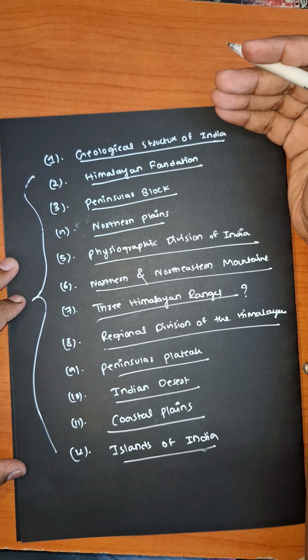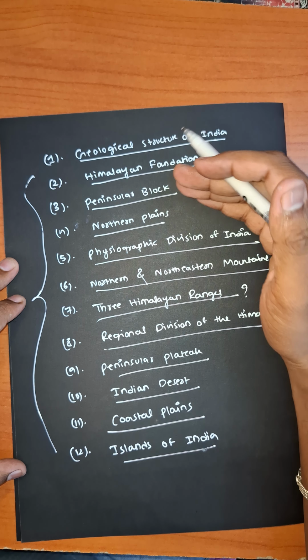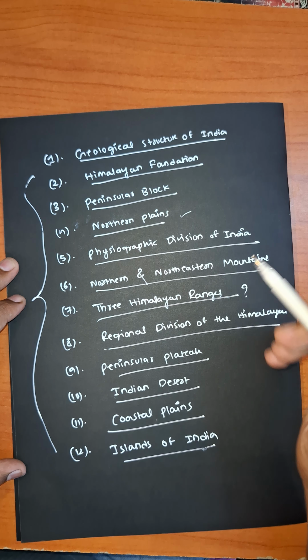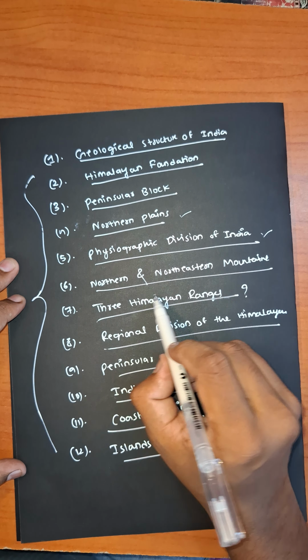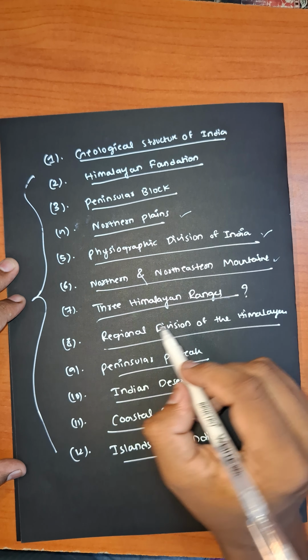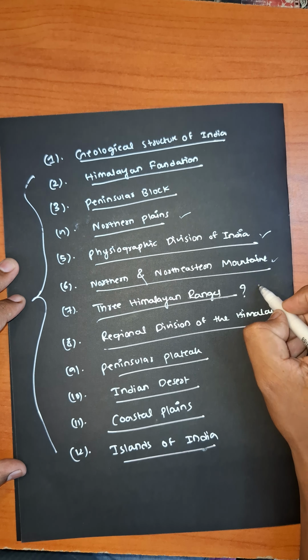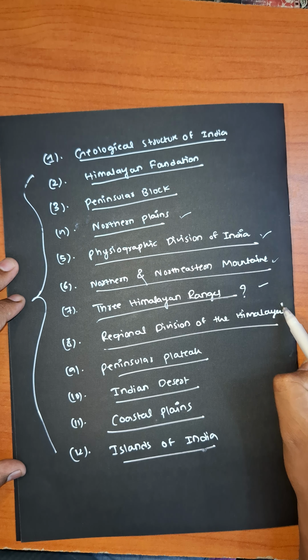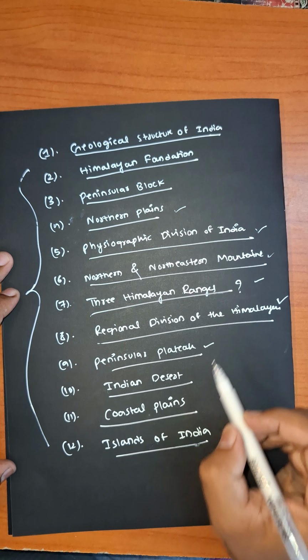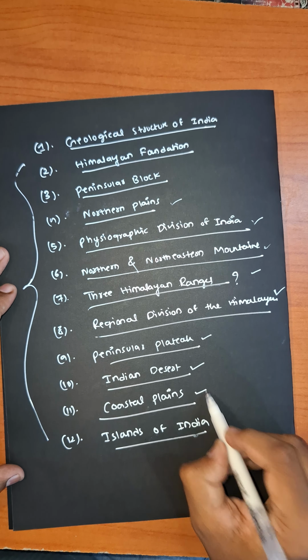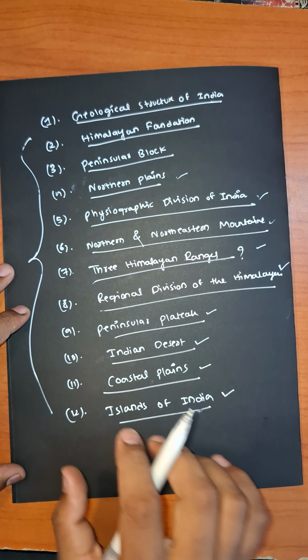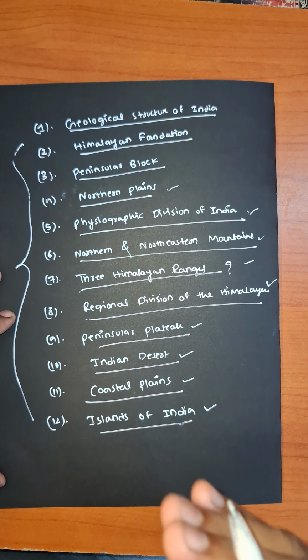We're going to see the geological structure of India, then the Himalayan foundation, peninsular block, northern plains, physiographic divisions of India, northern and northeastern mountains. What are those? What exactly are the three Himalayan ranges? We're going to see the regional division of the Himalayas, the peninsular plateau, Indian desert, coastal plains, and islands of India. So these many topics we are going to cover in Chapter 2.